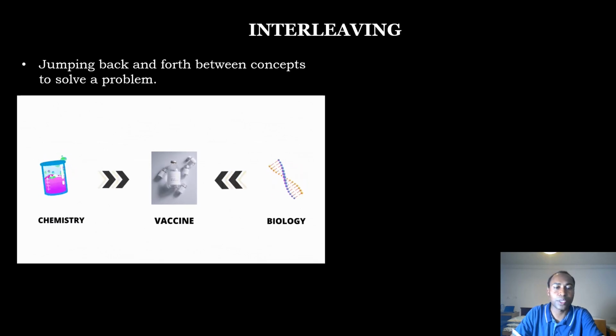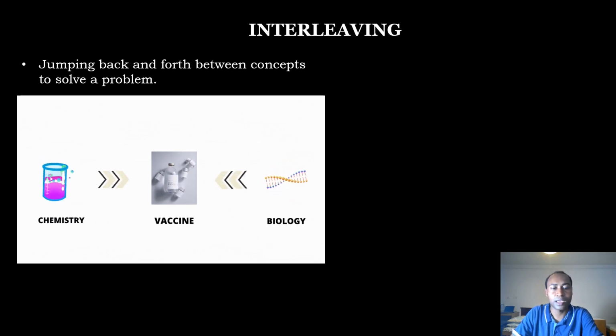For example, when you look at this diagram, we have chemistry and biology. Therefore, by utilizing knowledge in both chemistry and biology and in other fields of study such as medicine, pharmaceutical companies are able to come up with vaccines to fight the COVID-19 virus.